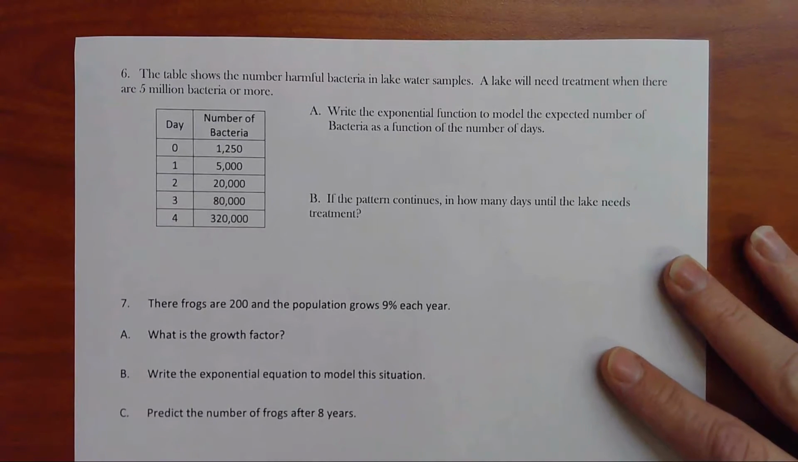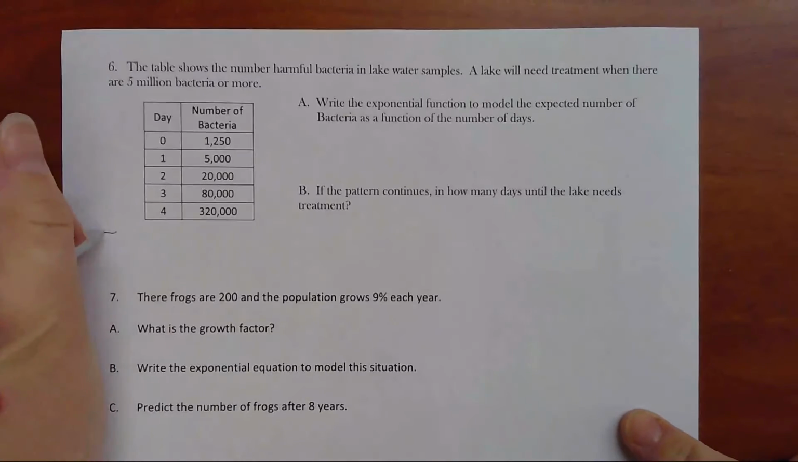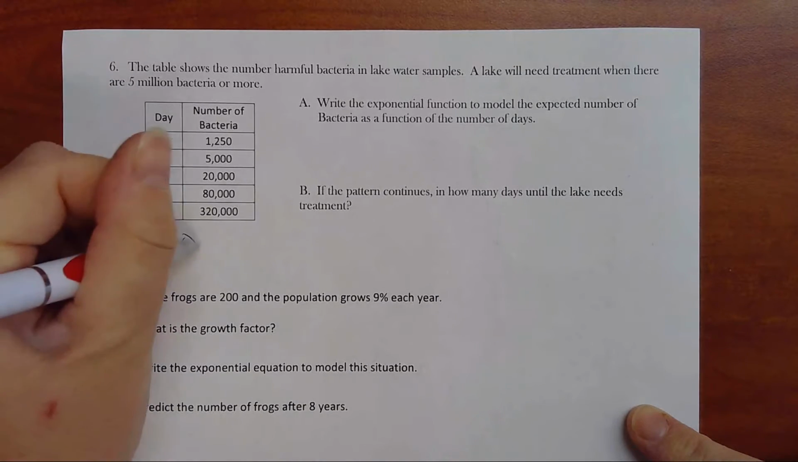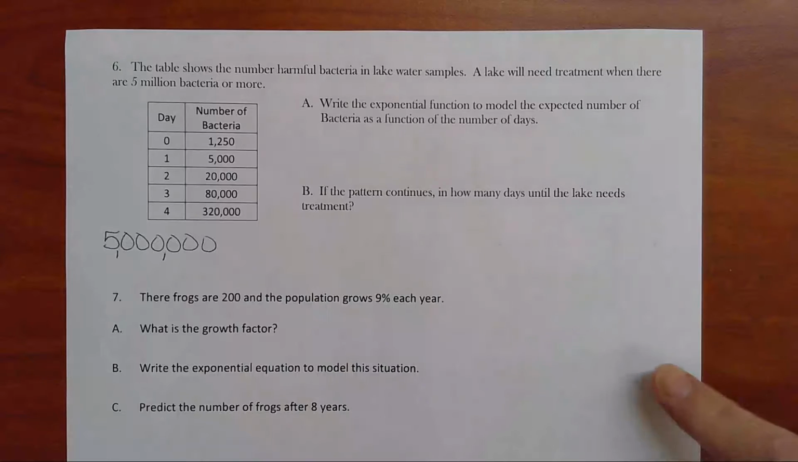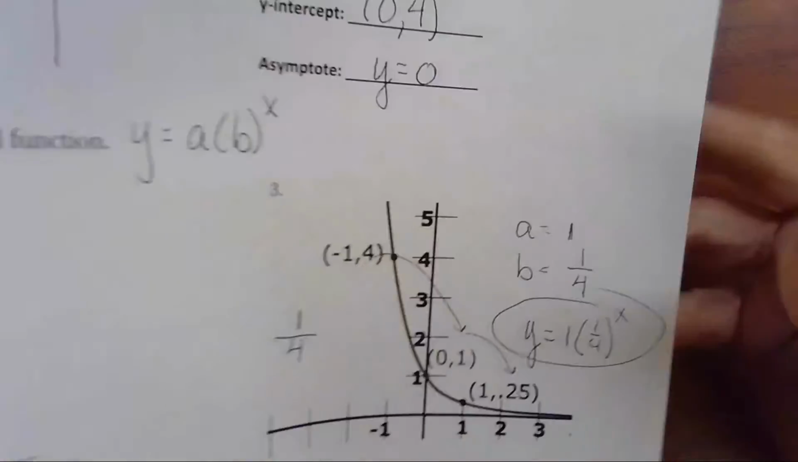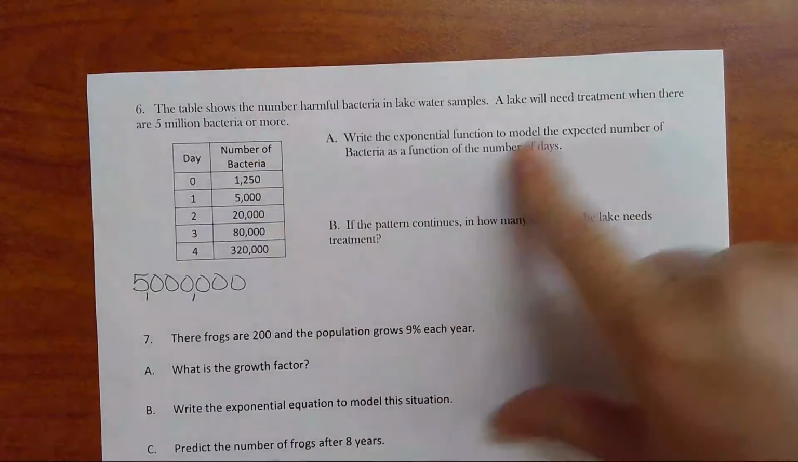Number 6, it says the table shows the number of harmful bacteria in a lake sample. The lake will need treatment when there are 5 million bacteria or more. So 5 million is a 5 with 6 zeros. That's what 5 million looks like. And you need to make sure you know what that looks like because you're going to be having to do some predictions here. So first thing it says is to write an exponential function. So we did that here with tables.